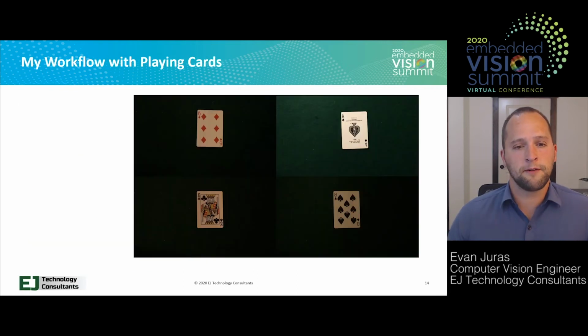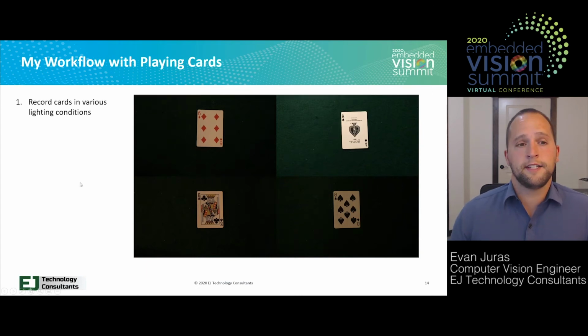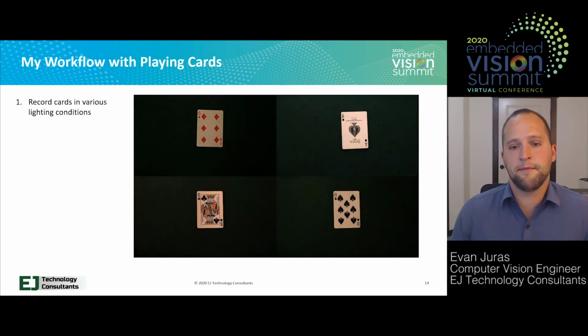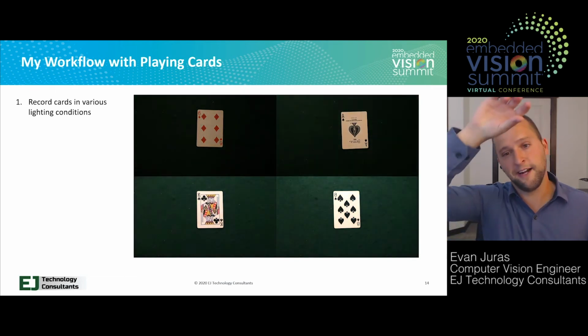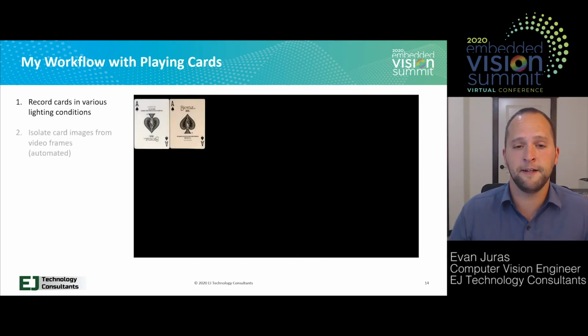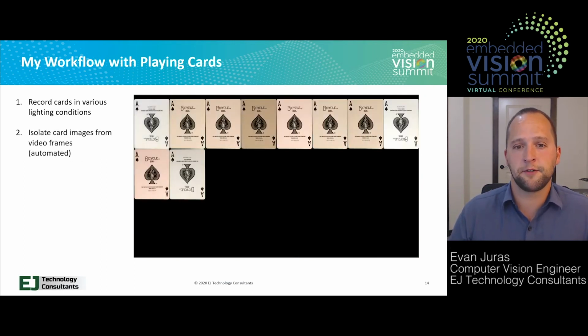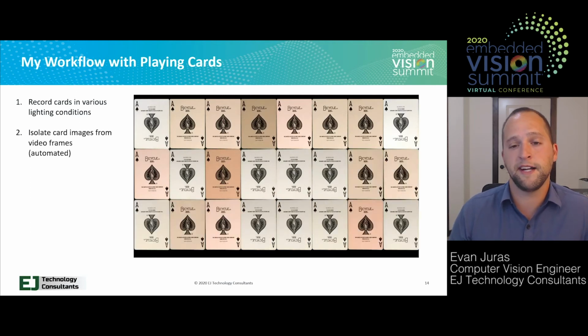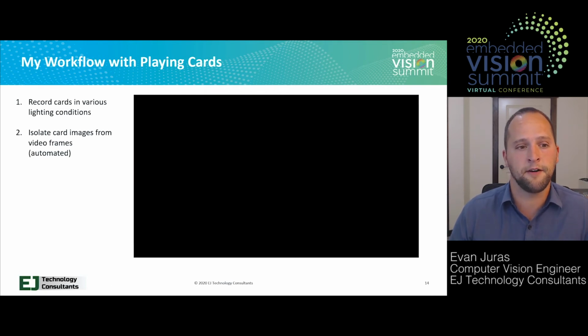So I'll go over the workflow that I use to generate these playing card images. I started by recording the cards in various lighting conditions. I just placed them on a background and moved a light around while I was recording them, and got 52 videos of the cards. Then I used a script to isolate the cards from these images and wind up with about 100 or 200 isolated images of each card.